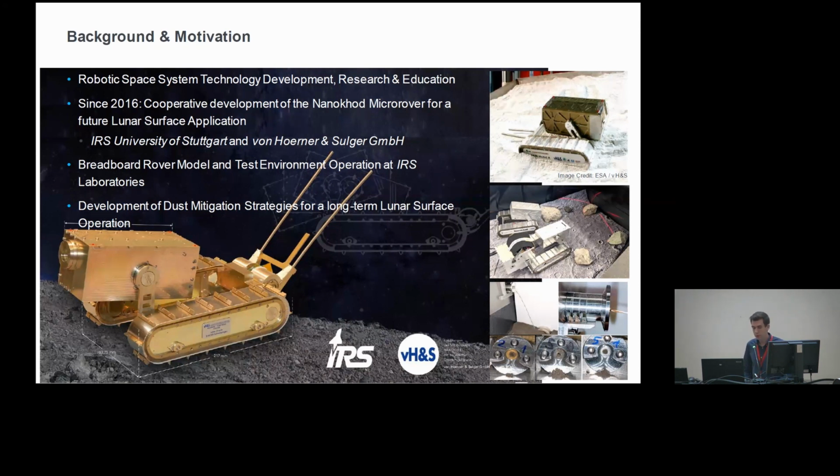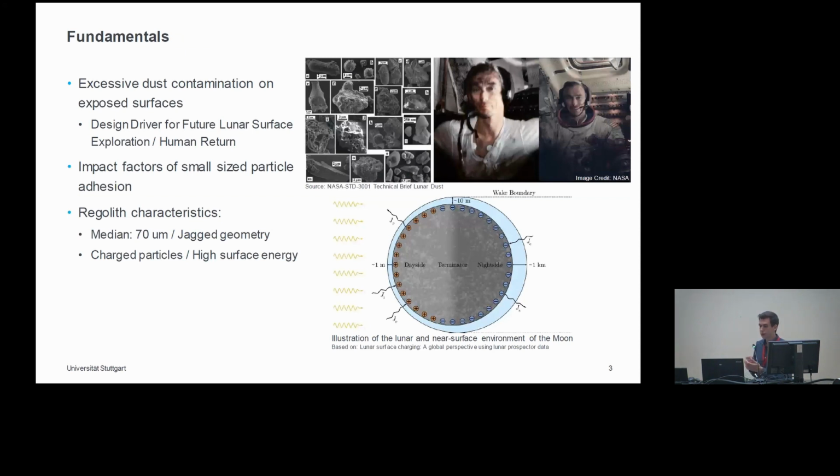As you all know, during the Apollo missions, even in a 3-day mission, they had a lot of problems with lunar dust effects, and the radiation performance also degraded a lot. So lunar dust effects and lunar dust contamination will be a major driver for further lunar robotics and crewed missions in the future. Lunar regolith is a very, very small powder with a jagged geometry, is charged, and has a high surface energy. So it sticks to everything and is very abrasive.